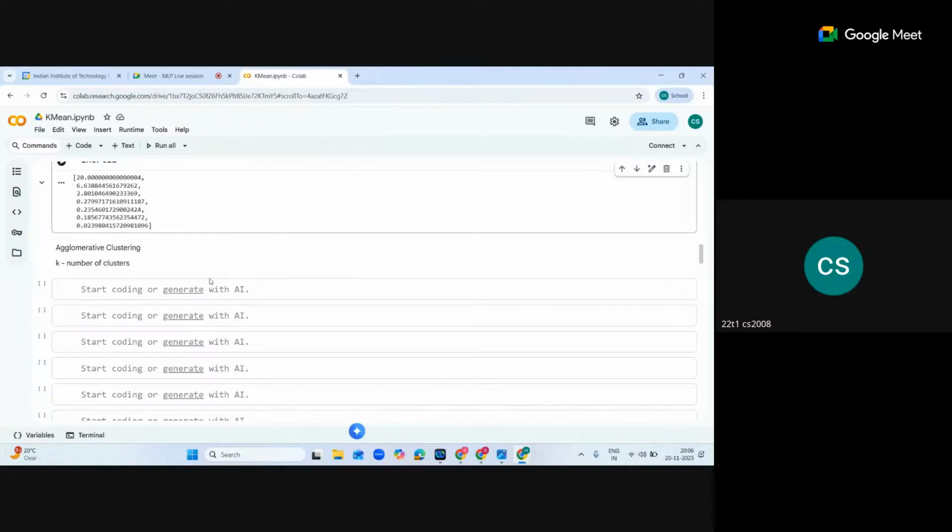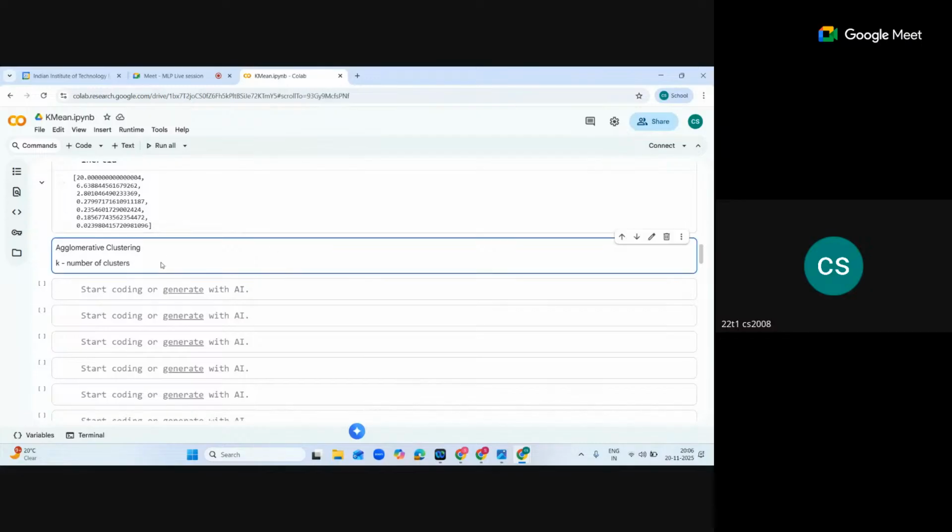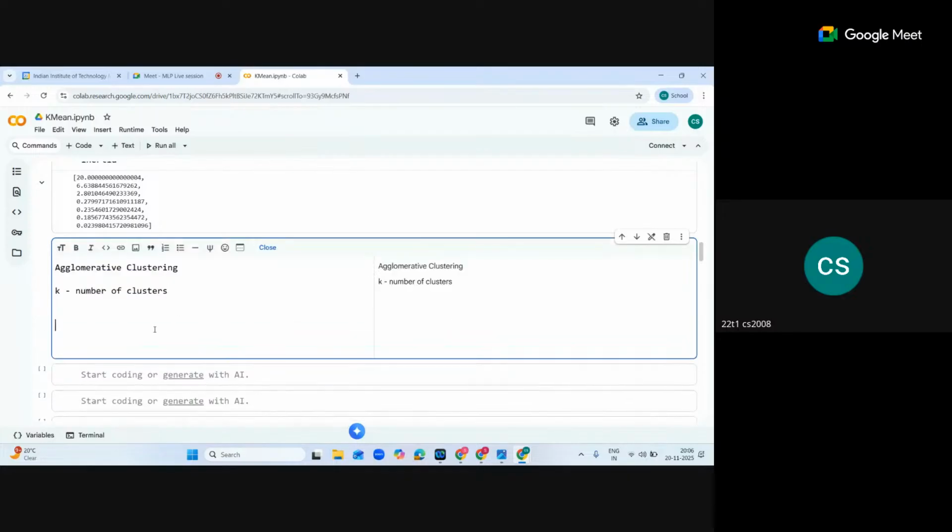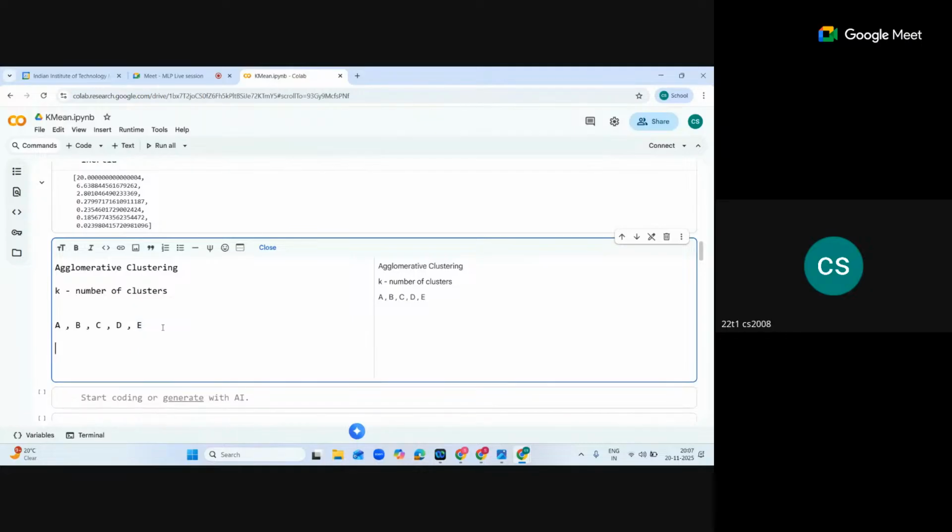So, for example, let's say we have 5 points. One point is A, second point is B, third point is C, fourth point is D, and fifth point is E, right? So these are 5 points. Now what we'll do is, instead of computing some means, in k-means we compare means, right? We take some initial means and then we compare distances. We will compare distances amongst all these points. Okay, so we'll do point-wise distance measure. Now, what does this point-wise distance measure mean?